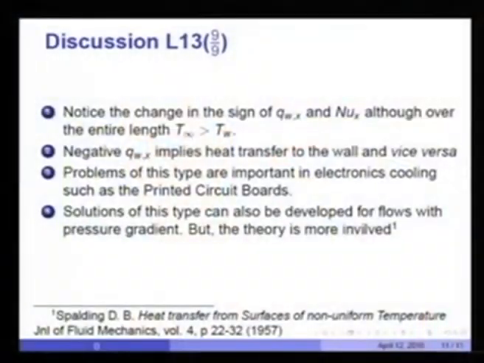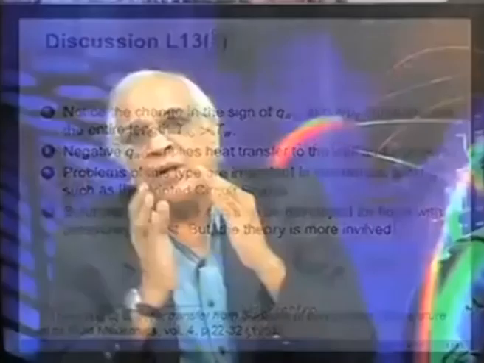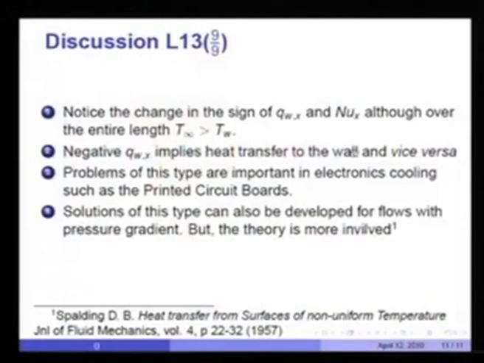Very simple case, free stream remains constant. So, notice the changes in Q wall x and Nu x, although over the entire length T infinity is greater than T w. So, you could get situations where actually the heat transfer takes place from the solid surface to the fluid, although the fluid bulk mean free stream temperature is higher than the wall. Negative Q x implies heat transfer to the wall and vice versa, of course.